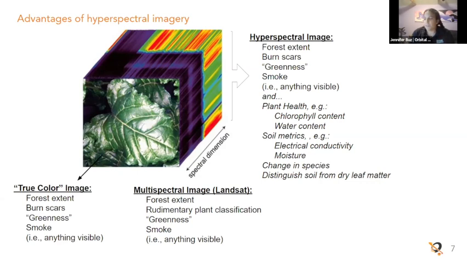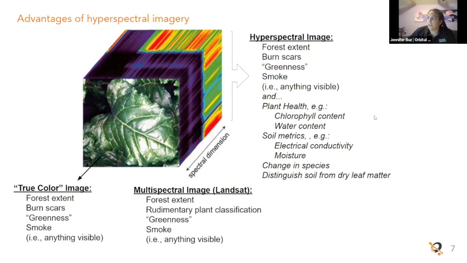Then you go to multispectral Landsat, such as what Sue was just talking about, and you can get a little bit more. You can start to get rudimentary plant classification. So using these additional bands in the infrared, you can start to put plants into different subsets. You can look at how green they are. You can also get some rudimentary plant stress indicators and health indicators. But then when you go into the hyperspectral domain, you get all of that and more.